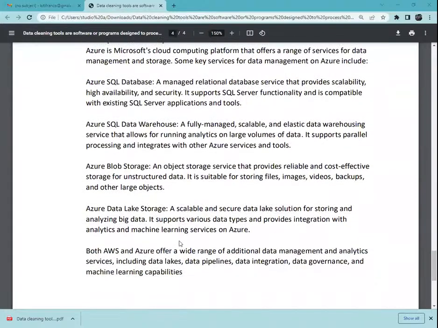Then we have Azure Data Lake Storage, a scalable and secure data lake solution for storing and analyzing big data. It provides various data types and provides integration with analytics and machine learning services on Azure. Both AWS and Azure offer a wide range of additional data management and analytics services, including data lakes, data pipelines, data integration, data governance, and machine learning capabilities.